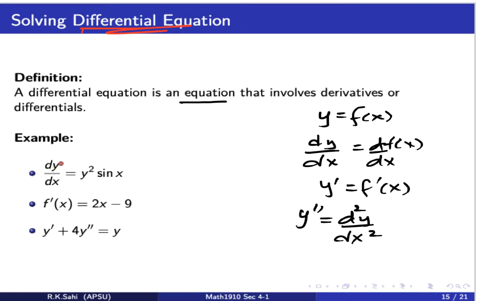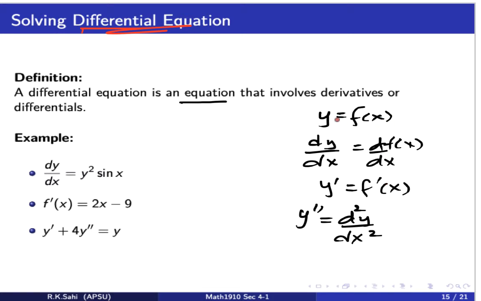The first one is dy by dx equals y squared times sine x. So we have a differential here, which is given by dy by dx. Now let's look at the second one. We have f prime of x equals 2x minus 9. Recall, your f prime of x is nothing but y prime, or it is the same as writing dy by dx.